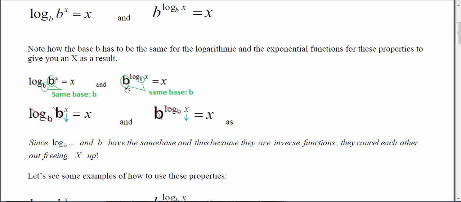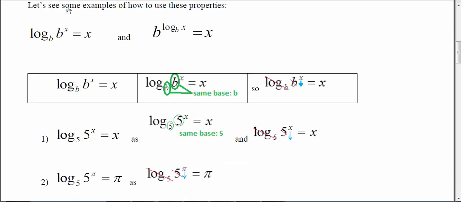Similarly, if you have b raised to the log base b of x, notice the bases are the same again, base b in both places. So it's like this b to the power cancels with log base b, and again the x is freed up and we get x as an answer. Let's take a look at some examples on how to use those properties. Log base b of b to the x is x, and b raised to the log base b of x is x as well. Remember we need the same base, and then the log base b cancels with b raised to the exponent, and then the exponent x in this case falls down, and that's my answer.